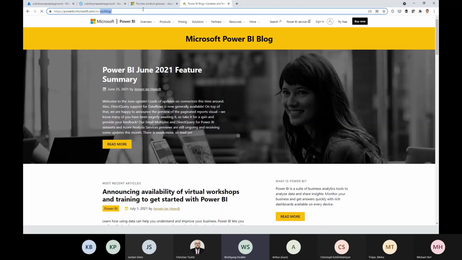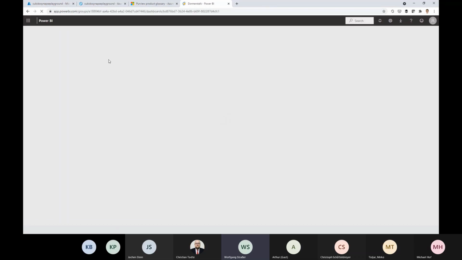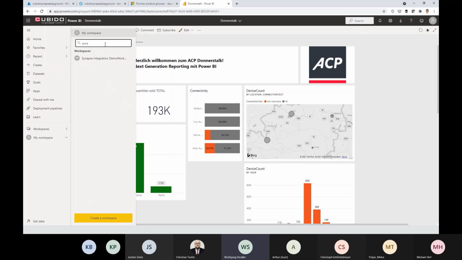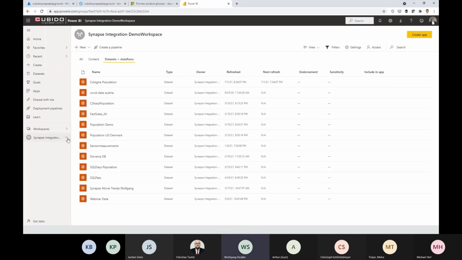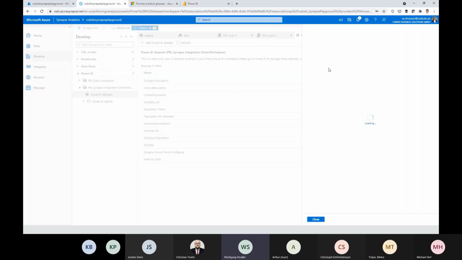Oh, I don't want to go to the blog. I'm just going to log into my Power BI environment and move to the workspace. It's the same list of datasets you see in Power BI. It's the same list in Synapse here. And what you can do is, I don't want to move browser tabs and log into Power BI. I would like to start the development of a new Power BI dataset in Synapse.